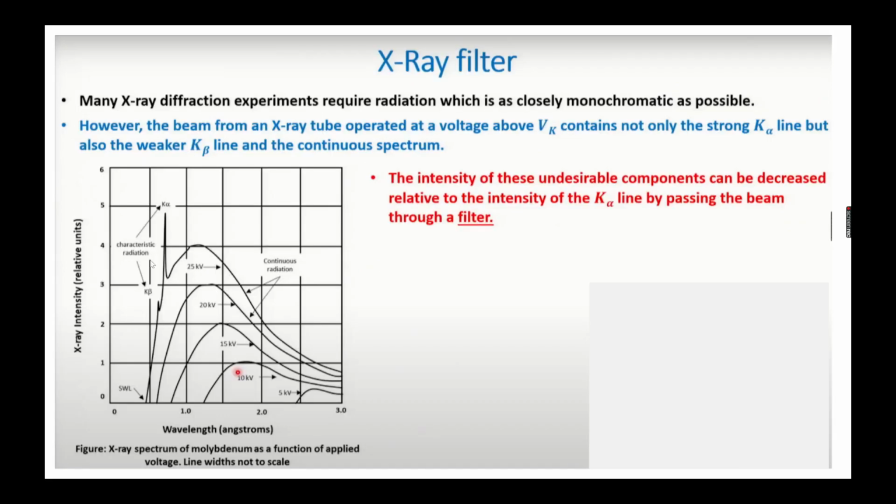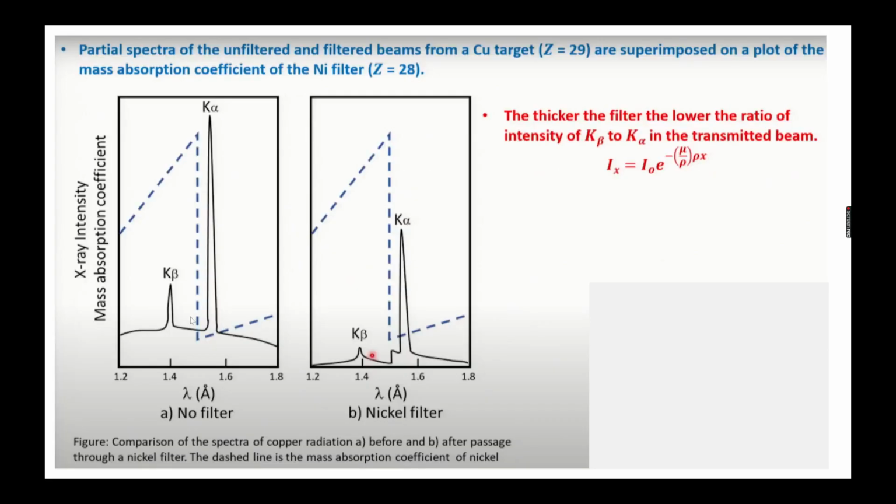So it is a zoomed, more magnified image of this portion where you will have a K alpha and the K beta component. This is no filter. You will get K alpha strongly, but you will also get some K beta component which is also visible, not as much as K alpha, but it is visible, and we don't want this. After using the filter, you can reduce it sufficiently, and you will only be getting K alpha radiation. So this is the reason why we have to use a K beta filter which can eliminate the K beta.